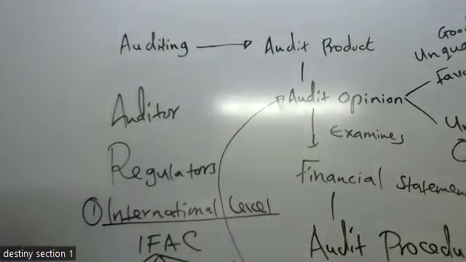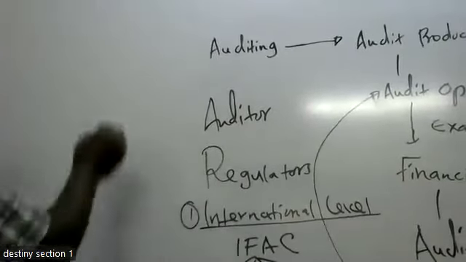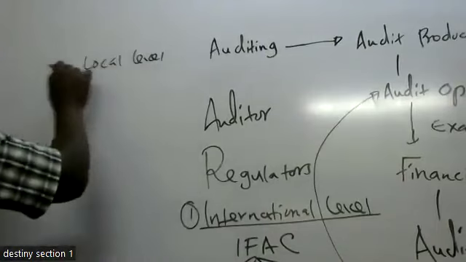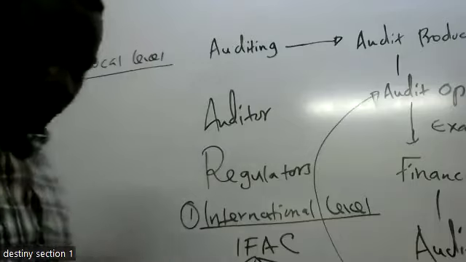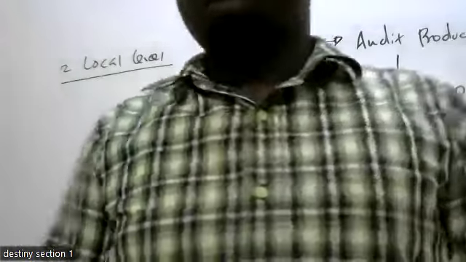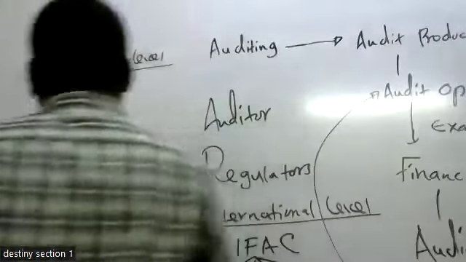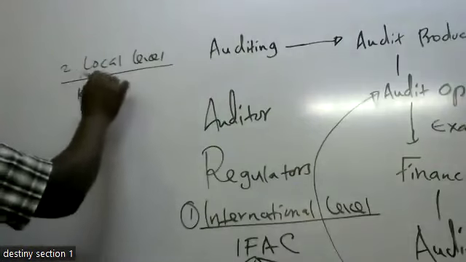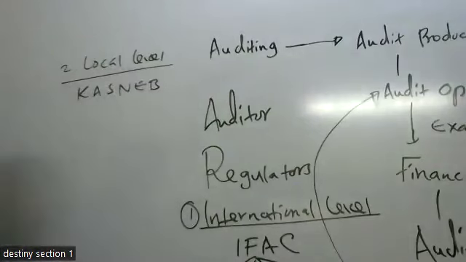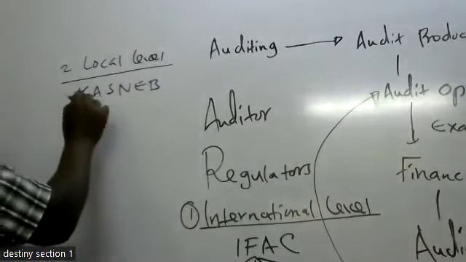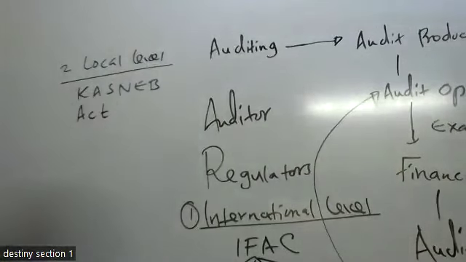Then the second level, we have the local level regulation of accountancy, number two. And number two here, these are applied at the national level in terms of regulating the accountancy and auditing practice, whereby we have bodies like CASNEB that does the exam administration for the qualifications of accountants. We also have the Accountants Act, there are a number of them.